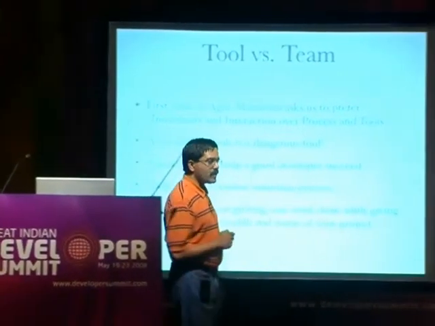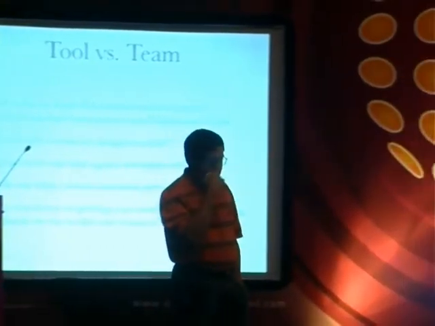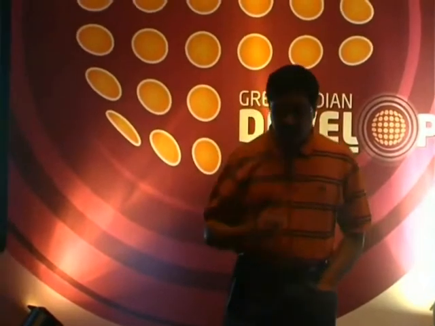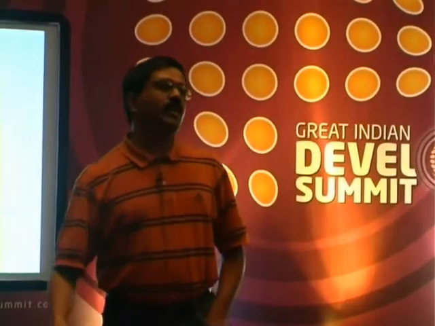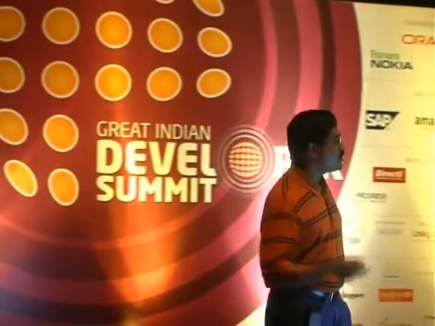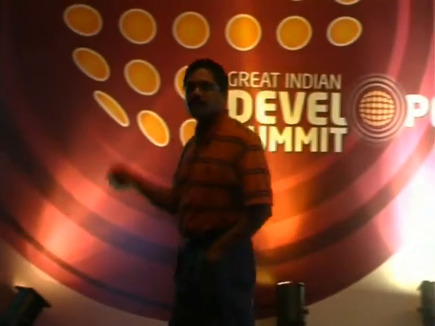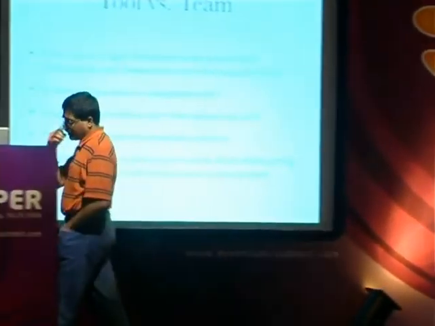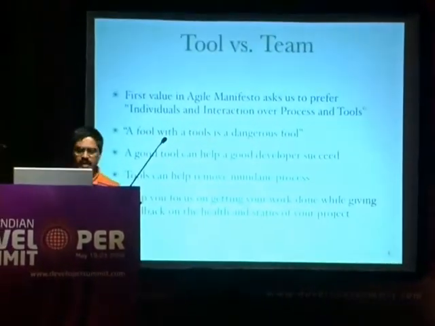Well, the first one of the values in the Agile Manifesto says that individual interaction is more important than process and tools. In fact, I would go to the extent of saying that a fool with a tool is a dangerous fool, right? So you cannot just give tools to people and expect that they will succeed. But having said that, if you find above average to good developers, and then you can give them tools, then they are more productive. So tools can help us a great deal if used rightly to get this feedback and maintain the health of the application.